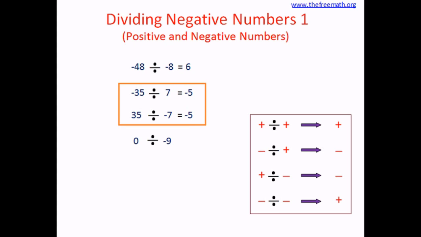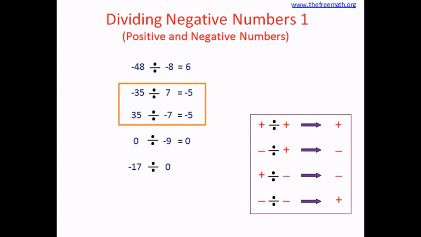Let's solve the next problem. 0 divided by -9. 0 divided by anything is 0. So it doesn't matter whether you divide 0 by a positive number or a negative number, you are always going to get 0. So 0 divided by -9 is also 0.